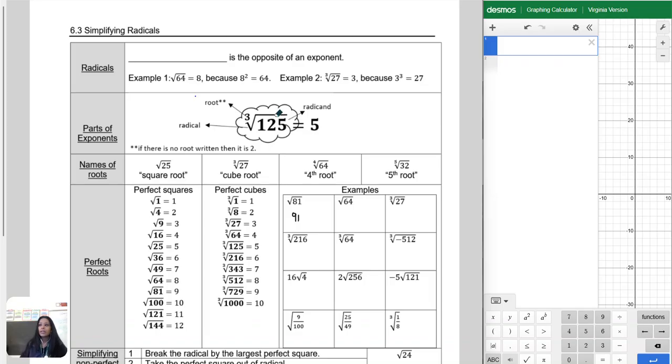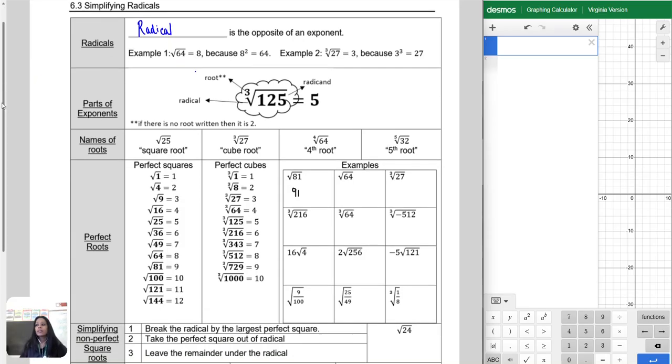In this lesson, we're going to look at radicals, okay? Radicals are basically operations that we can do to find the opposite of squaring or cubing or exponents, okay? Let me explain.